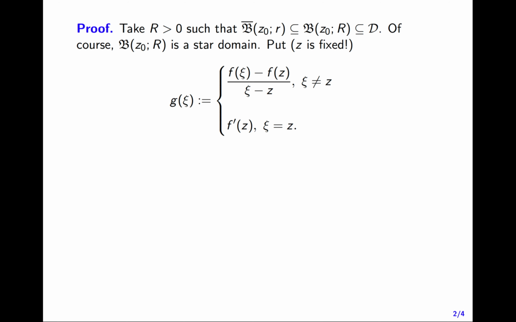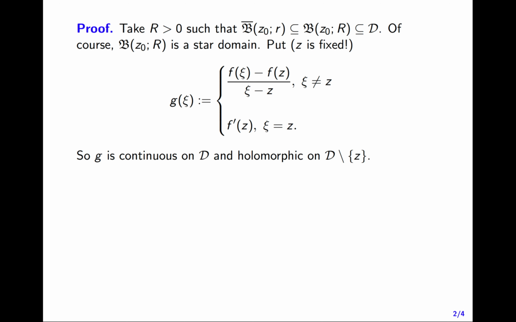So let's fix a number z and define a new function g of zeta by the following two options. g of zeta will be f of zeta minus f of z divided by zeta minus z when zeta is not equal to z, and it will be f prime of z when zeta is equal to z. Now we know that f is holomorphic on D. We know what that first option for g looks like. That's just the difference quotient for f based at the point z.